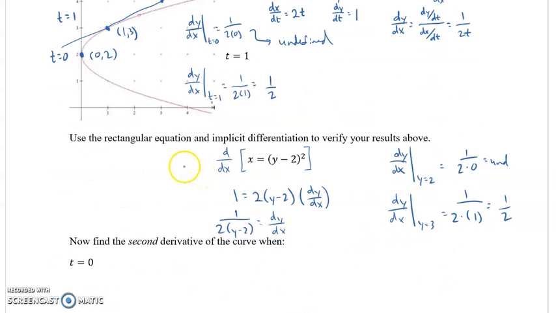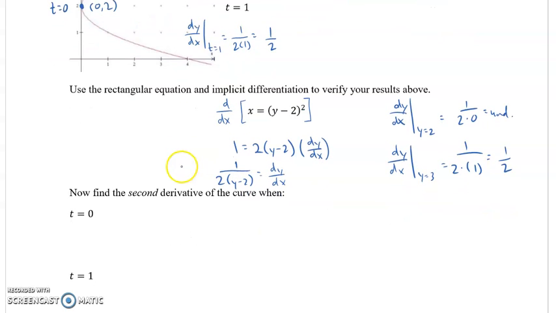So the second derivative at these points, well, let's give this a try. We know that dy/dx equals 1 over 2t. So we're going to take the derivative with respect to x of dy/dx, which is going to be, well, let's rewrite this. Let's write this as 1/2 times t to the negative 1. That's going to make it easier for us to differentiate. So we have that 1/2. And then we're going to take the derivative of this with respect to x.